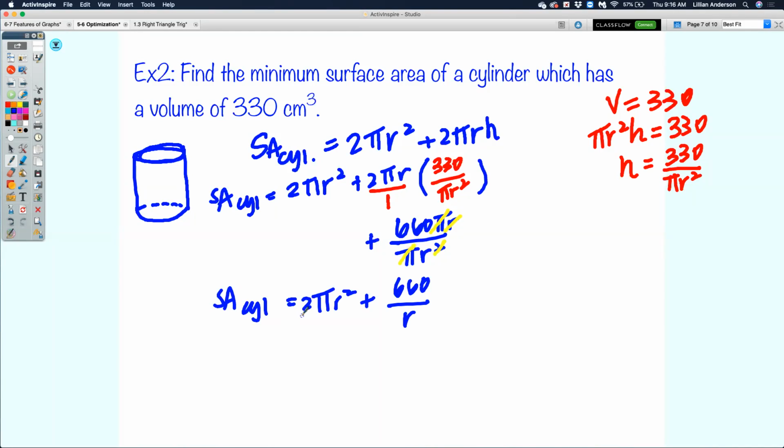Questions for that equation? Because remember, we need this for sure in order for us to do steps 3, 4, 5.